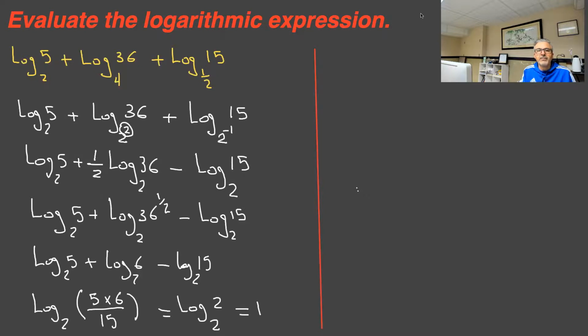Now I told you earlier that I will show you how I changed this to that and this to this. So let's look at the log base 4 of 36 first. If we have log base 4 of 36, we could just do change of base. You know, change of base, you could write this as log 36 over log 4. So that's change of base.